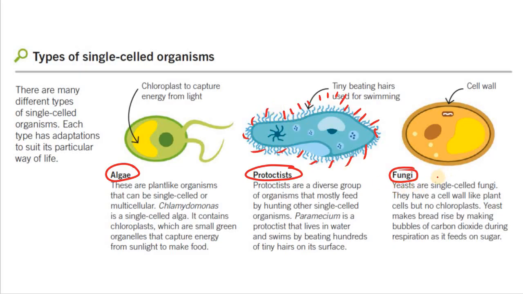Next we have fungi, which are basically single cell. Well, another example is yeast, which are single-celled fungi. Here you have to note that they have a cell wall like a plant cell but no chloroplast. Now yeast makes bread rise by making bubbles of carbon dioxide during respiration as it feeds on sugar.